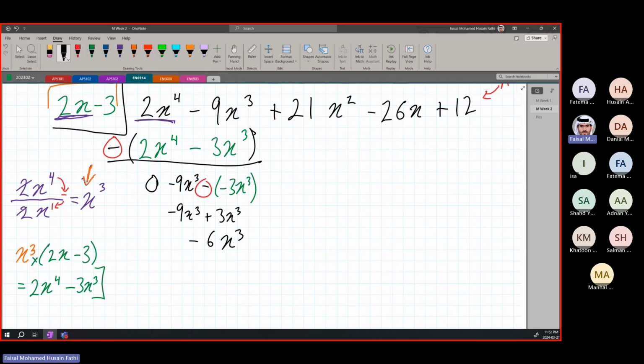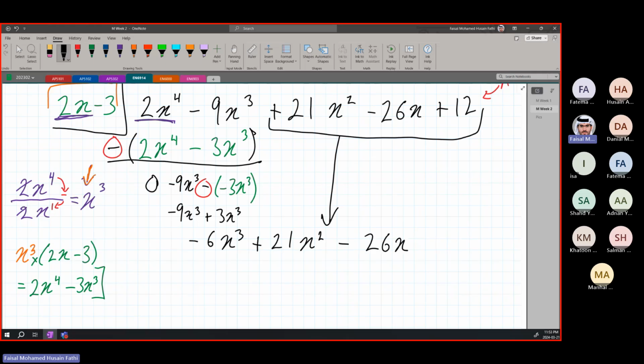What do you do now? Now that you have minus 6x cubed, you've simplified it. You will bring this entire expression down from here, and you will repeat the entire process again. So plus 21x squared minus 26x plus 12. All right? So now this is done. Minus 6x cubed, we were done with this part. We are going to repeat this process again.